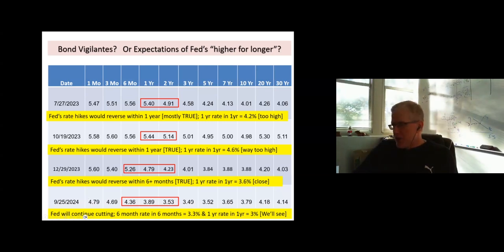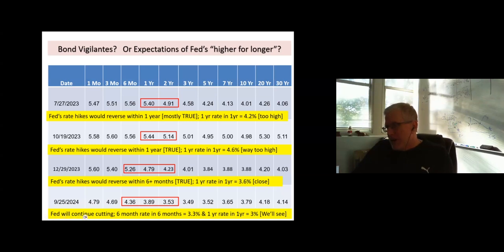Let's look at the most recent one. They're saying the Fed's going to continue cutting. So we're about right here, 4.7-ish for the short-term rate. We were at 5.5. The 6-month rate in 6 months, meaning I used these two rates, the 6 month and the 1 year, to figure that out, is 3.3. So they're saying a short-term rate in 6 months, so March, is going to be 3.3.